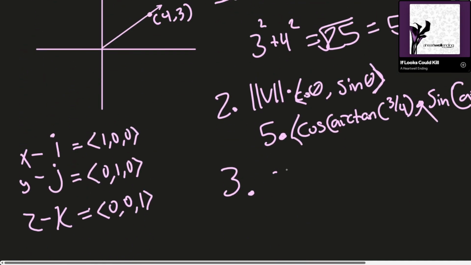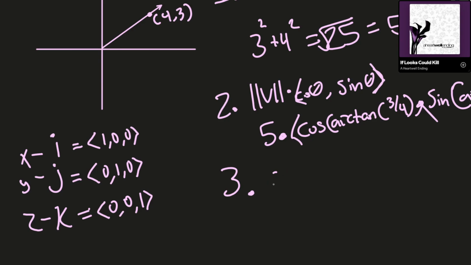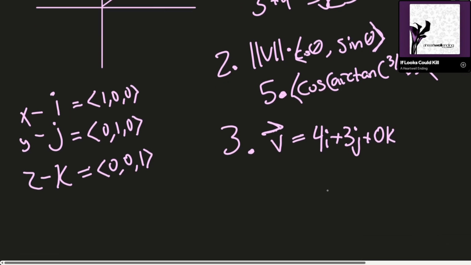Component form really just utilizes this and kind of mixes the top form that I mentioned up here. So instead of using the brackets, we would just say that the vector, which is represented like this, equals, like we said, the x value is 4. So we would say 4i, and since the y is positive, plus 3j plus 0k. We don't need to represent k, but because I mentioned it, I have added it here.